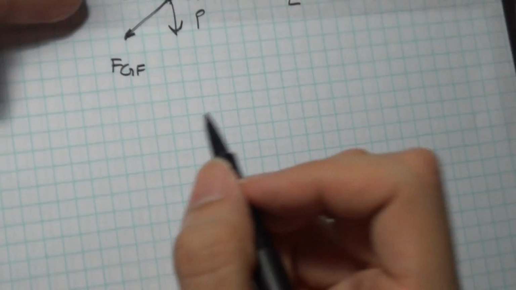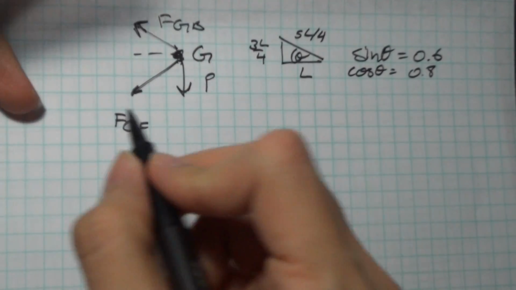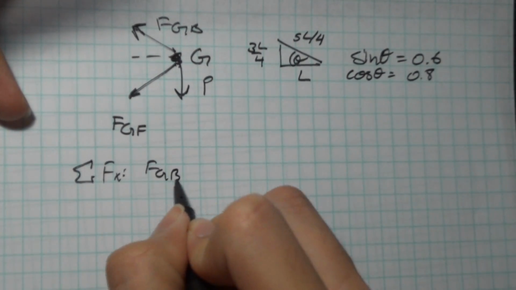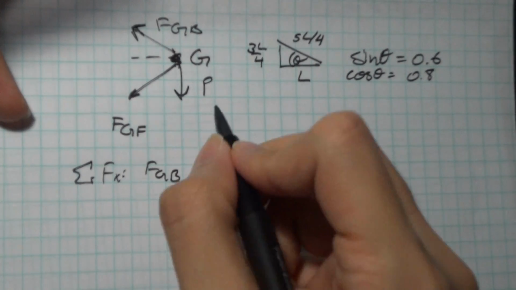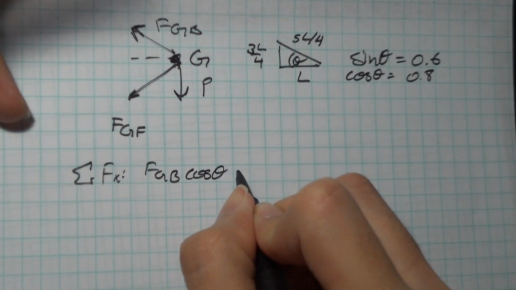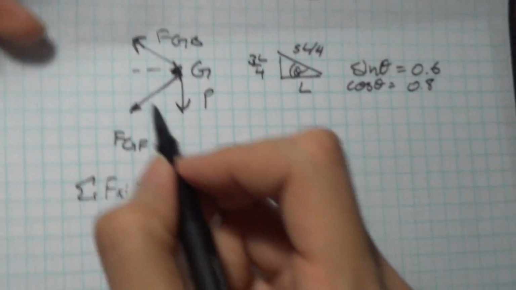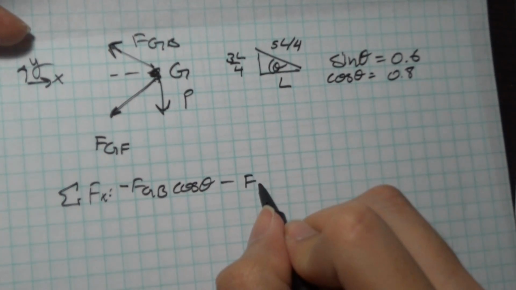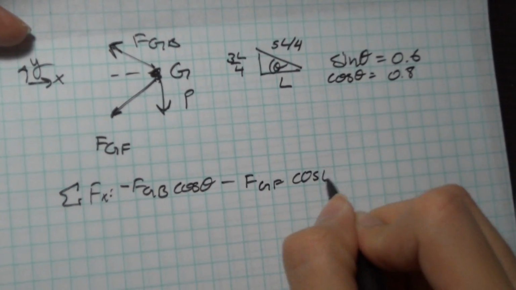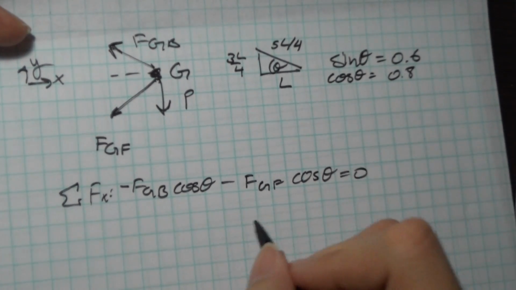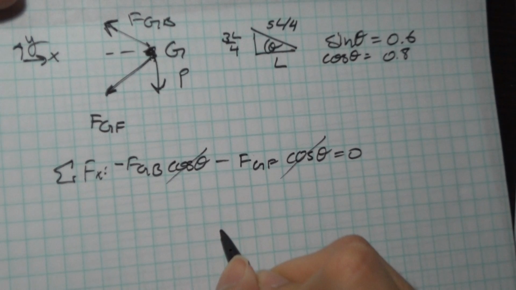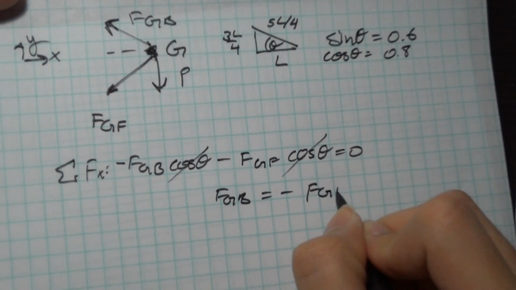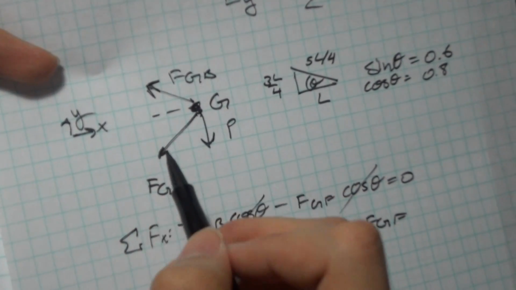So for this one, if I do sum of forces in the x direction first, I should get that FGB times cosine theta, minus, sorry, my coordinate system is like this, x, y, minus FGF cosine theta equals 0. In other words, because my cosine thetas cancel out, right, because they're equal to each other, my FGB is equal to negative FGF. So I know that these two will have the same magnitude and opposite signs.